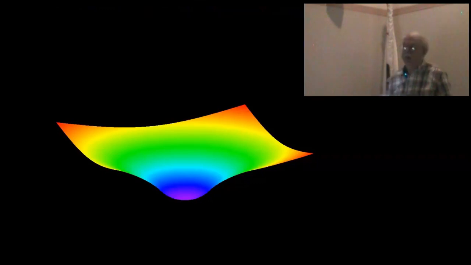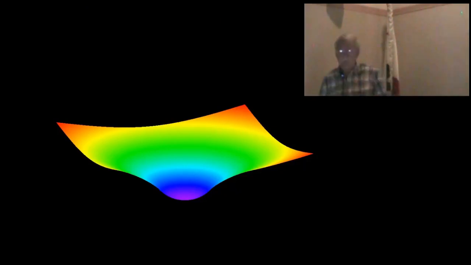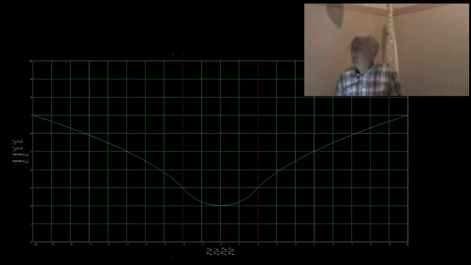Here is what the curvature of a thin slice of space passing through the middle of a neutron star would look like if it were actually space that was warped. Pretty cute, huh? You're looking from the bottom up at it. Here's a graph of that curvature.